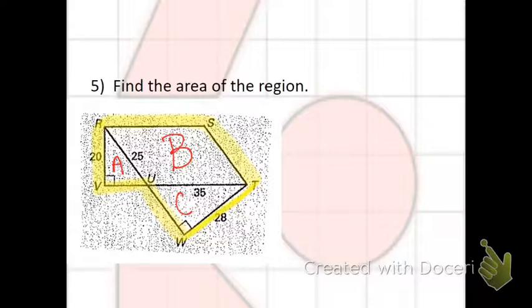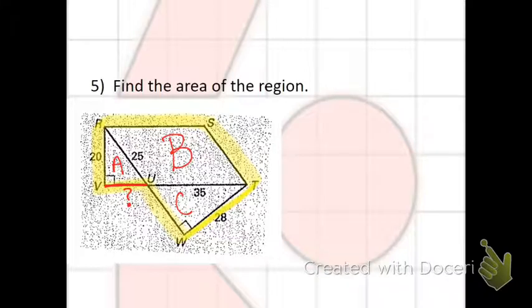This problem is going to require a few steps just because we don't know things like this base right here. We don't know that, so we have to find that. Remember, we can't just use the 25 and the 20 that they gave us because those are not perpendicular to each other. So in any shape, your base and your height need to be perpendicular. So the first thing we're going to find is just VU right here. This is a right triangle, so hopefully when you look at this, you know that you need to use your Pythagorean theorem.